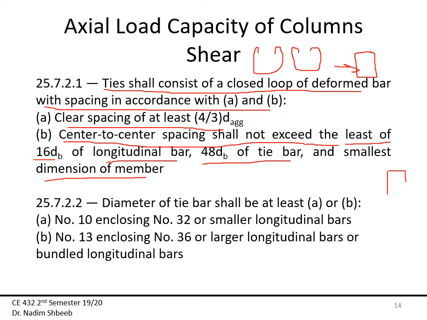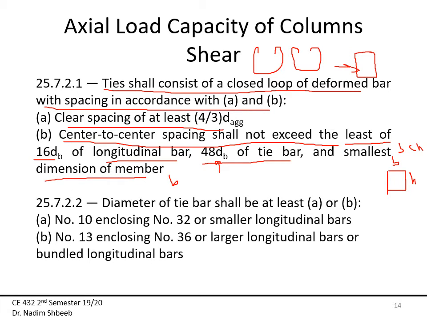So let's say this is my column right here, and this is my b, and this is my h. Assuming that b is less than h, then the smallest dimension of the member is going to be b. If my tie is made out of phi 10, then I'm going to multiply 48 times phi 10. If my longitudinal bar, let's say, is phi 25, then that spacing is going to be 16 times 25. Okay, so it shall not exceed the least of.